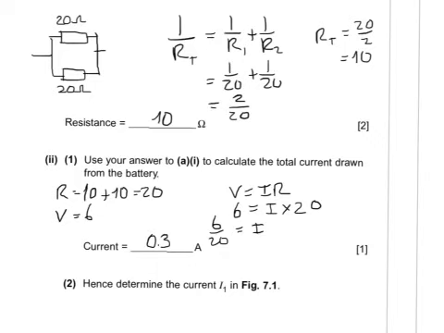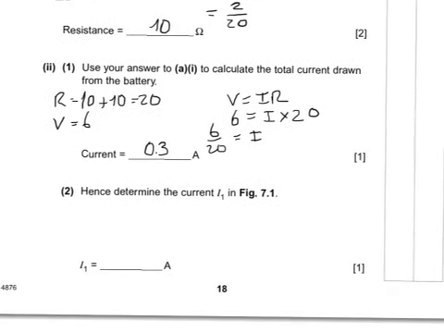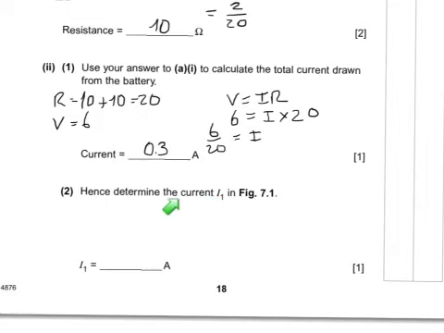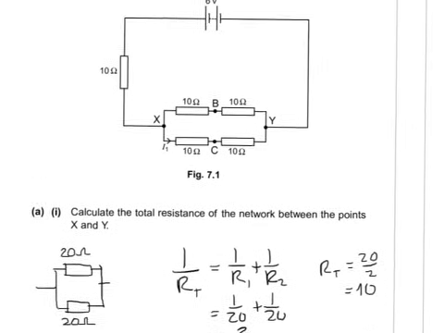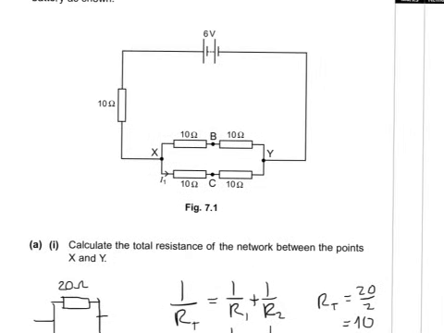Part 2 of this question then asks us to work out the current in one of the branches, and it's I1. If the total current is 0.3, then find out the current in I1. So let's just have a quick look again at the circuit, and let me just point out to you where I1 is. There's there. So we know that the current coming through here is 0.3.